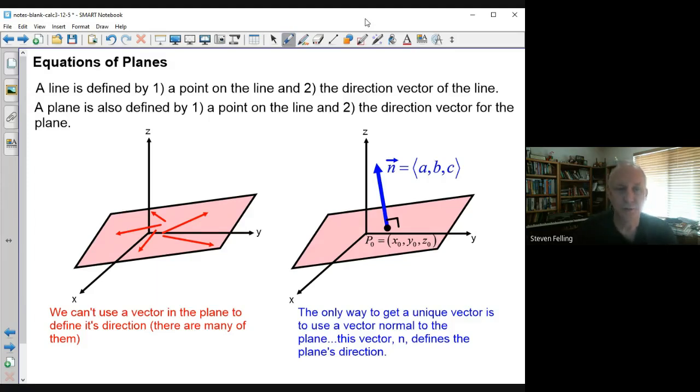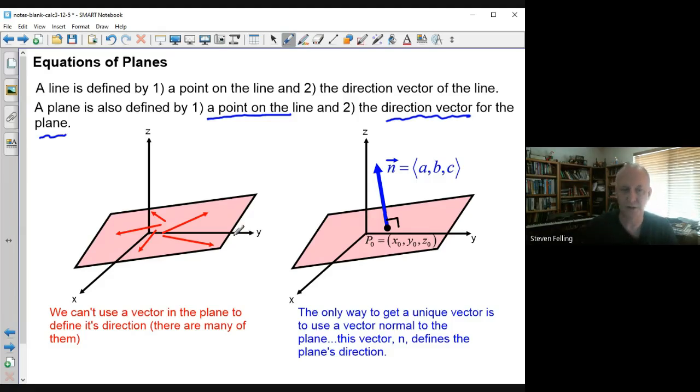All right, so a line we know now is defined by one point on the line and then the direction vector for the line, which is in the direction that the line is moving. And so for a plane, we're also going to define that in a similar way. We're going to take a point on the plane, and then we have to have something that's like the direction vector for the plane. Okay, but the problem is the direction vector for a plane cannot be in the plane.